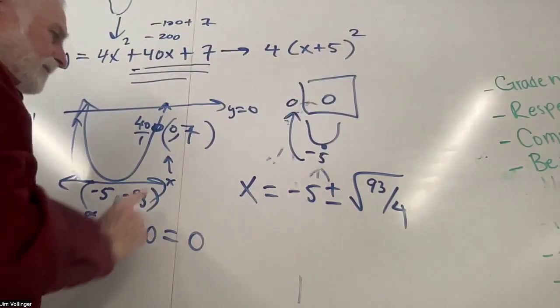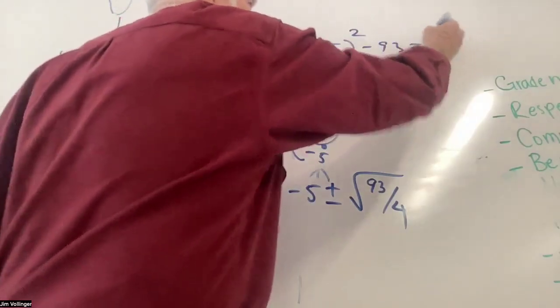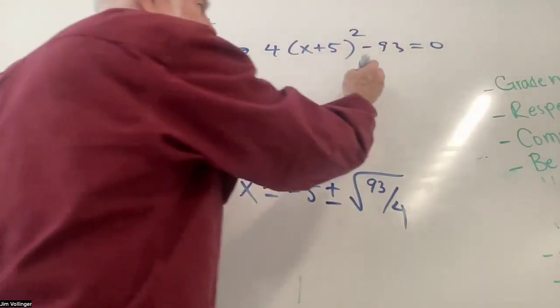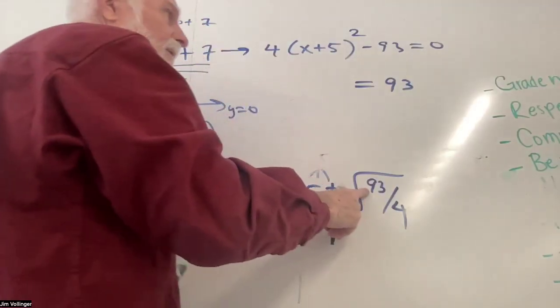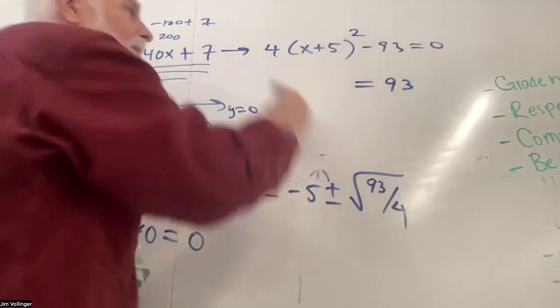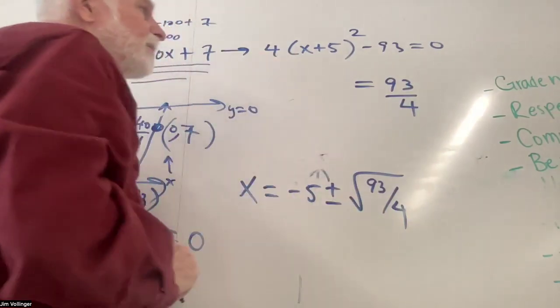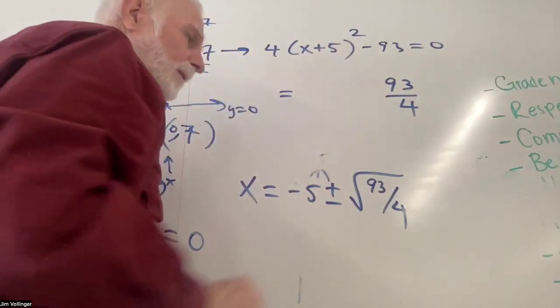And I said minus, what was it? -93. So you go ahead and do the solving of that. What's the first thing you're going to do? Add 93. There it is. It's the next thing you're going to do. You're going to divide by 4. There it is. What's the next thing you're going to do? You're going to undo squaring.